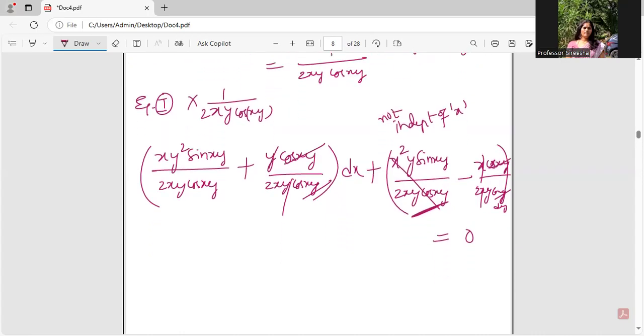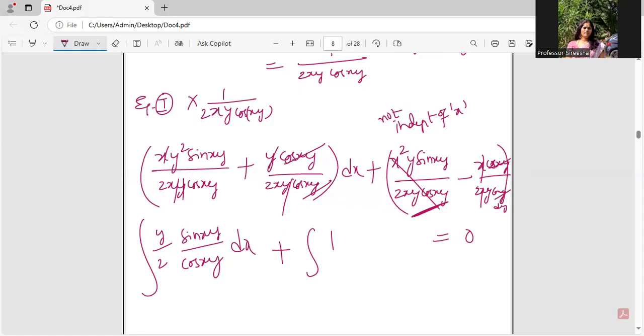Okay. This would be what? x goes off. y also goes off. So I'll be having what? y by 2 sin xy by cos xy. Of course, this can be written as tan. Anyways, it's fine. I know how to handle it. Now, this term would be what? Integral 1 by 2x dx. In this, nothing is there. Only the second term is there: 1 by 2y dy. This is equal to the integrating constant c.